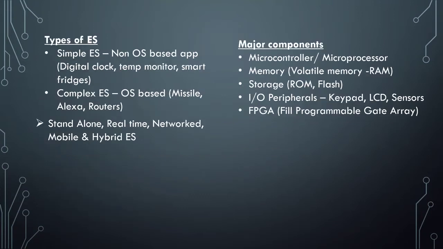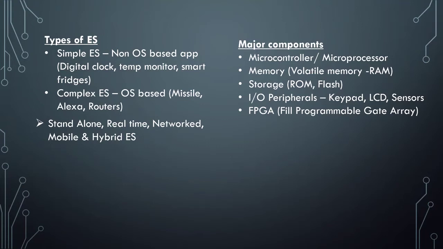We have two categories of embedded systems, which are simple embedded systems, which are non-operating system-based applications, such as the digital clock, the temperature monitor, and also the smart fridges. While the complex embedded systems require an operating system, and these include the missile, the Alexa, and the network routers. We can also classify the types of embedded systems as standalone, real-time embedded systems, networked embedded systems, mobile, and hybrid embedded systems.